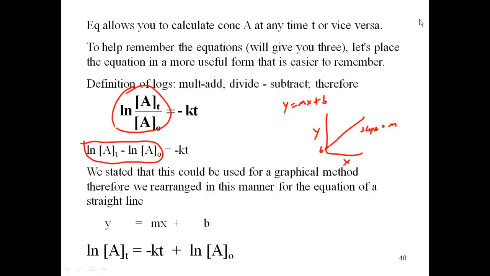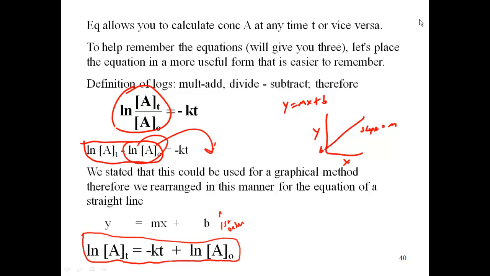So I'm going to bring my natural log of A_0 to the other side. When I do that, I come up with the equation natural log of A_t is equal to negative kt plus the natural log of A_0. This is the equation that we want to memorize as our first order integrated equation. It's in the y equals mx plus b format. I'm going to give you the other two equations in a similar format, and you're going to see the differences that allow you to memorize them a little easier.